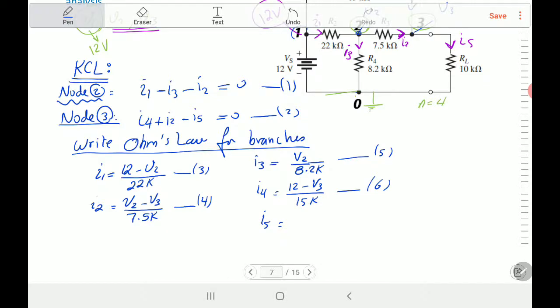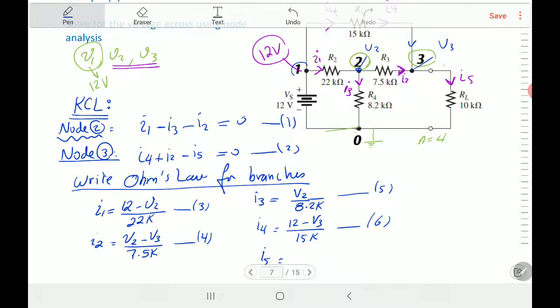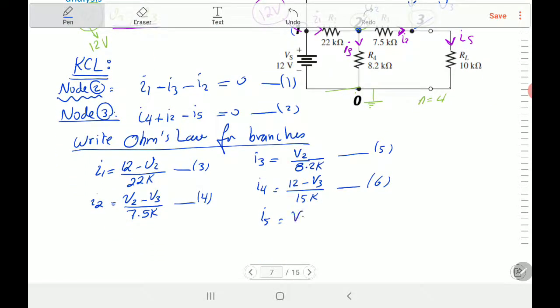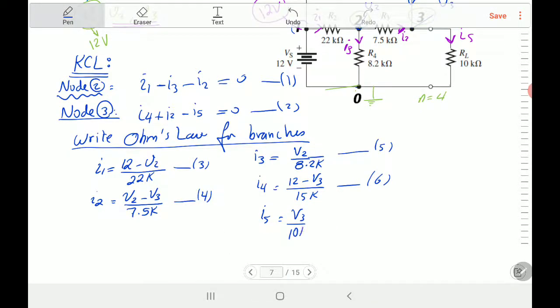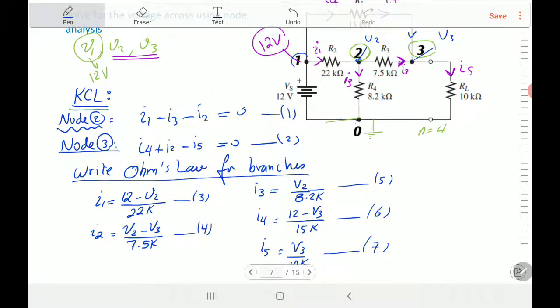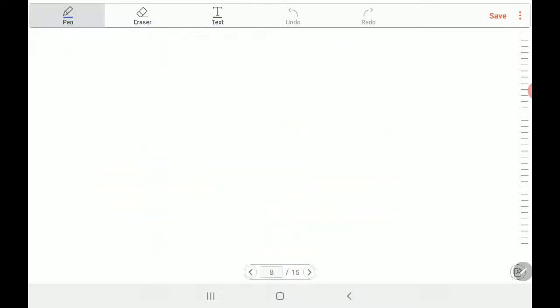Number 7, I5. This voltage minus this voltage over this. This is V3 minus 0, over the resistance 10 kilo ohm. That's equation number 7. So now, in this equation, I1, I3, I2, you substitute from here, and equation 2, the same thing. Let's substitute. When you substitute, you will get the following equations.